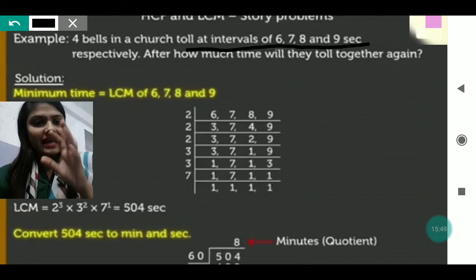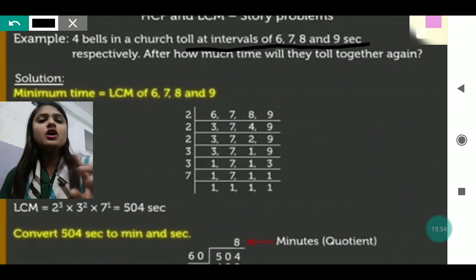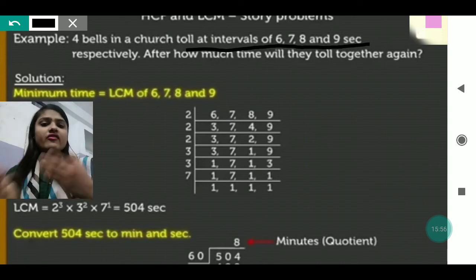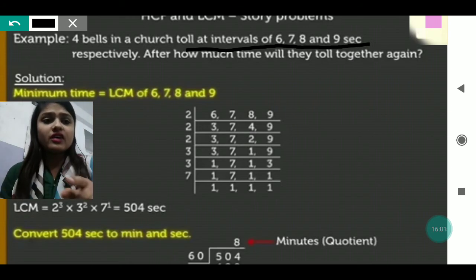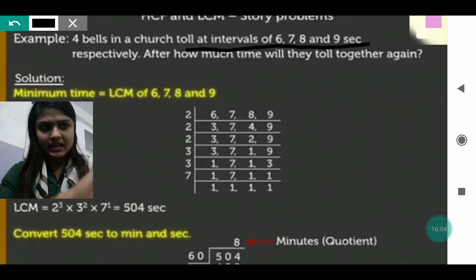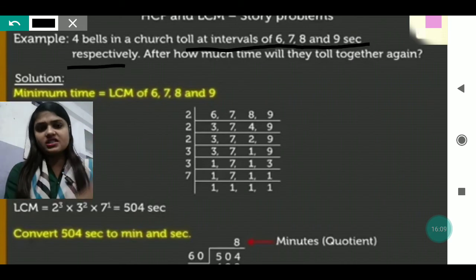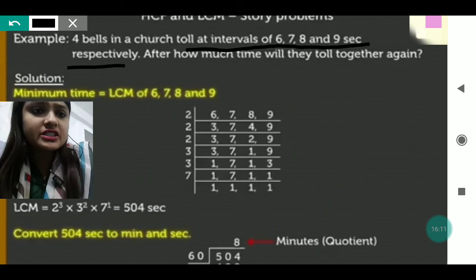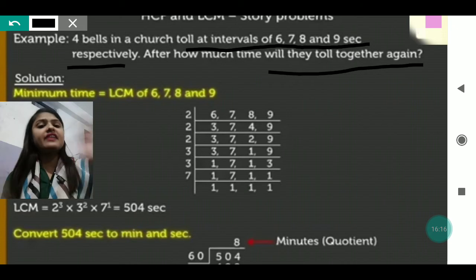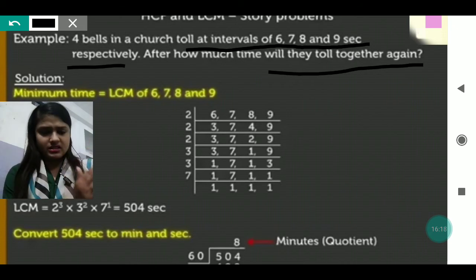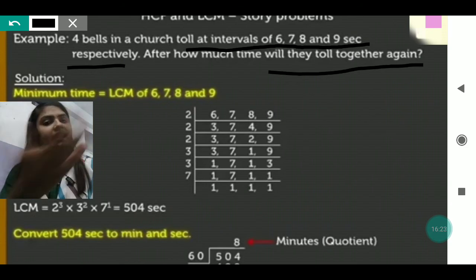Okay, when we toll it at an interval, like if your clock is there at home, you see that after every 15 minutes, it tolls. So it tolls at the intervals of 6, 7, 8, and 9, in seconds respectively. After how much time will they all toll together again? In how much second will it toll again?